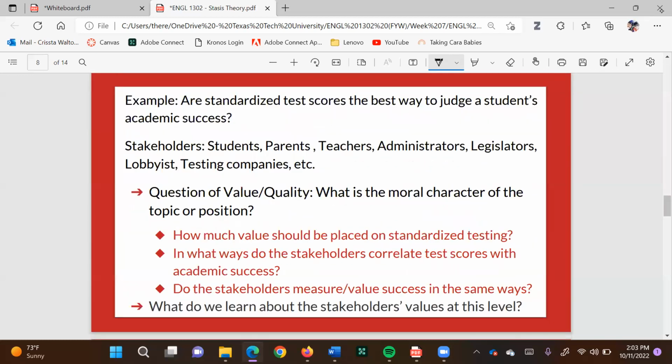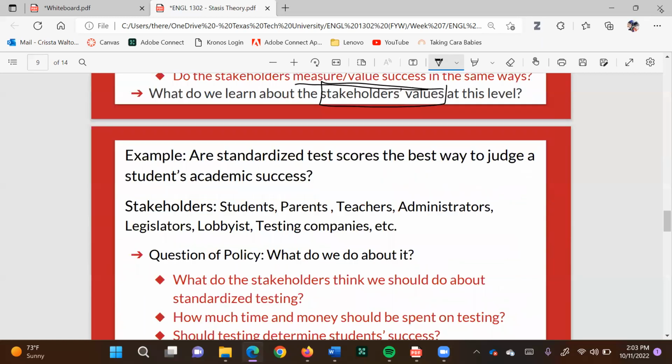On the next level, we have the question of value or quality. What is the moral character of the topic or position? How important is it? How much should we value it? And so a question like this would sound like this. How much value should be placed on standardized testing? Should it be high stakes or should it be just a benchmark? In what ways do the stakeholders correlate test scores with academic success? And then do stakeholders measure and value success in the same ways? Once we have the answers to those questions, we then ask, what does that reveal about those stakeholders' values?